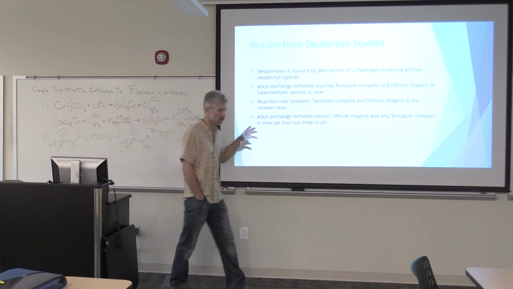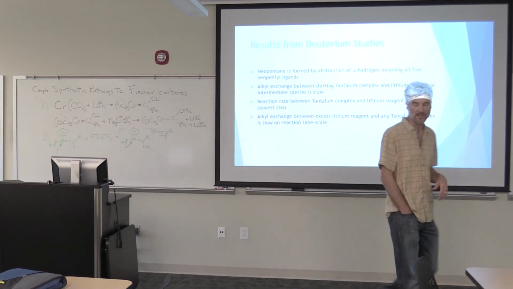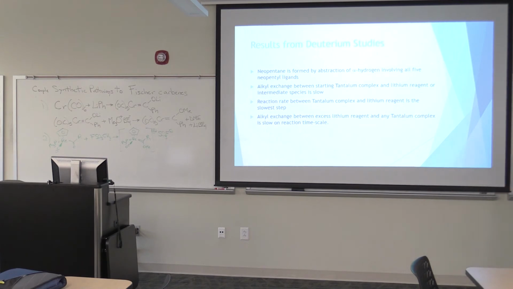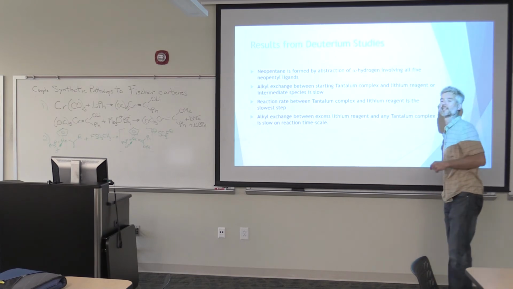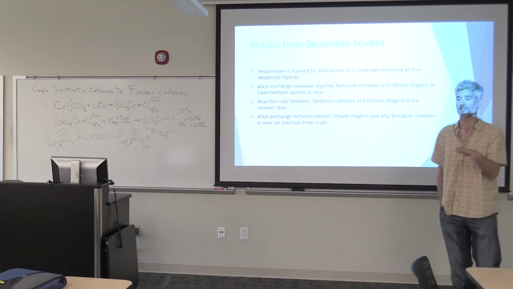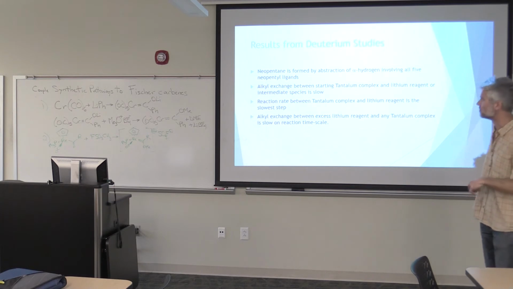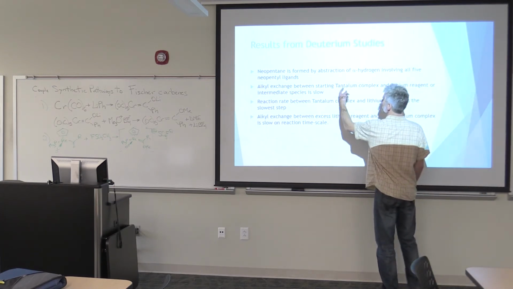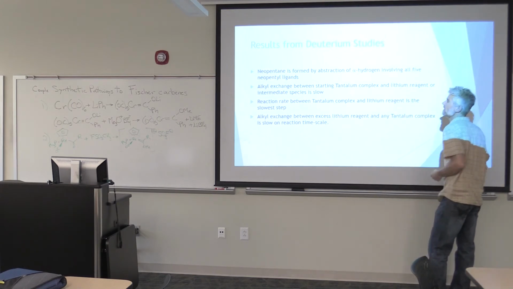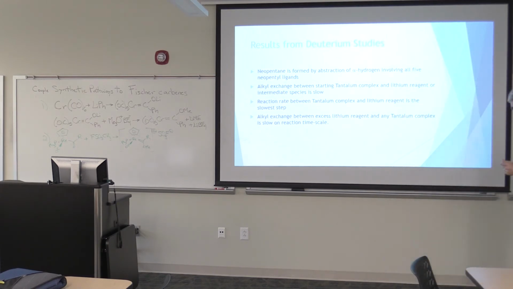So the overall results they get from looking at these numbers are that neopentane is formed by the alpha abstraction from that mechanism that we showed, and that all 5 of those neopentyl ligands are going to be involved as far as the statistical distribution of things go. They're going to say that alkyl exchange between the starting tantalum complex and the lithium reagent, or any intermediate species that are formed, is going to be slow.